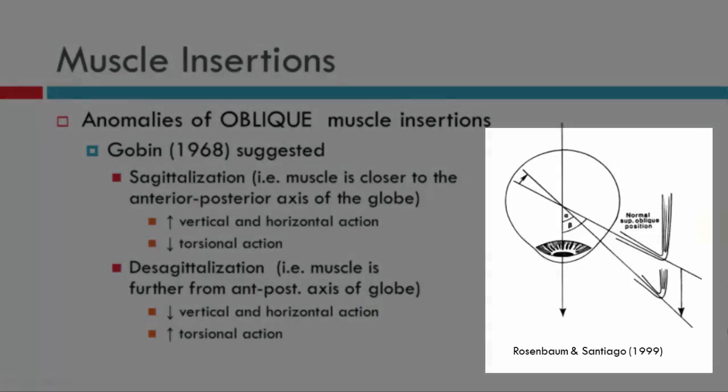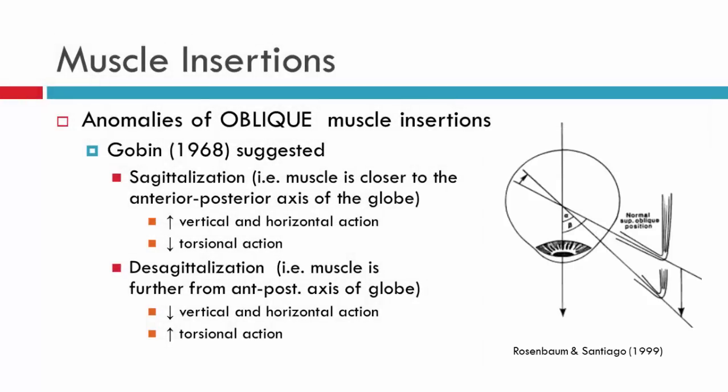Let's take a look over here to the right at the superior oblique. This is the normal insertion of the superior oblique. So this is where the trochlea should be, and the superior oblique should be coming in and inserting on the globe at around 51 degrees. However, if the trochlea is displaced forwards, what we will see is that the superior oblique will come in at a more acute angle. Now this is sagittalization of the oblique muscle.